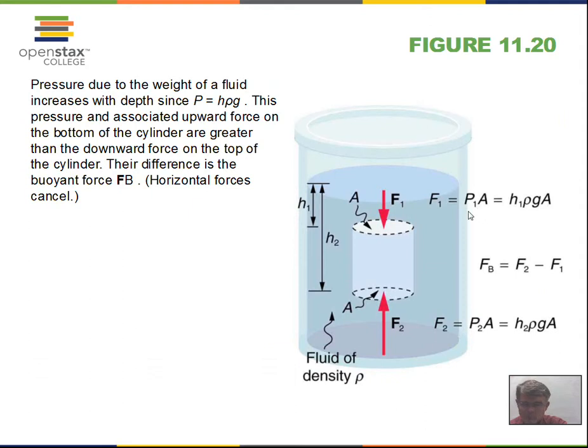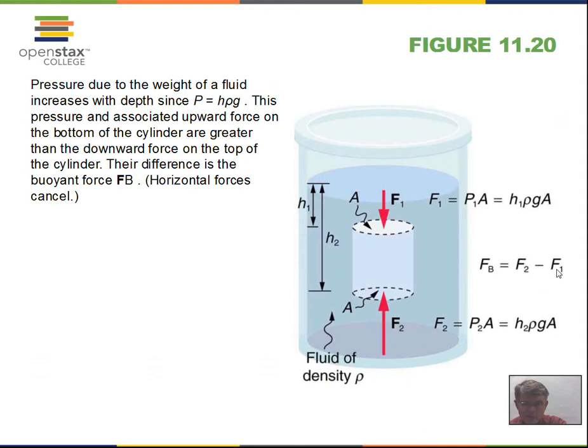This pressure on the top deals with the distance h1 underneath the surface of the liquid. The pressure for side 2, or end number 2, we have a different h value. It's h2, and this is a bigger number. There's a bigger force here than up here. The difference of these two forces is the buoyant force acting on the object. FB is F2 minus F1.